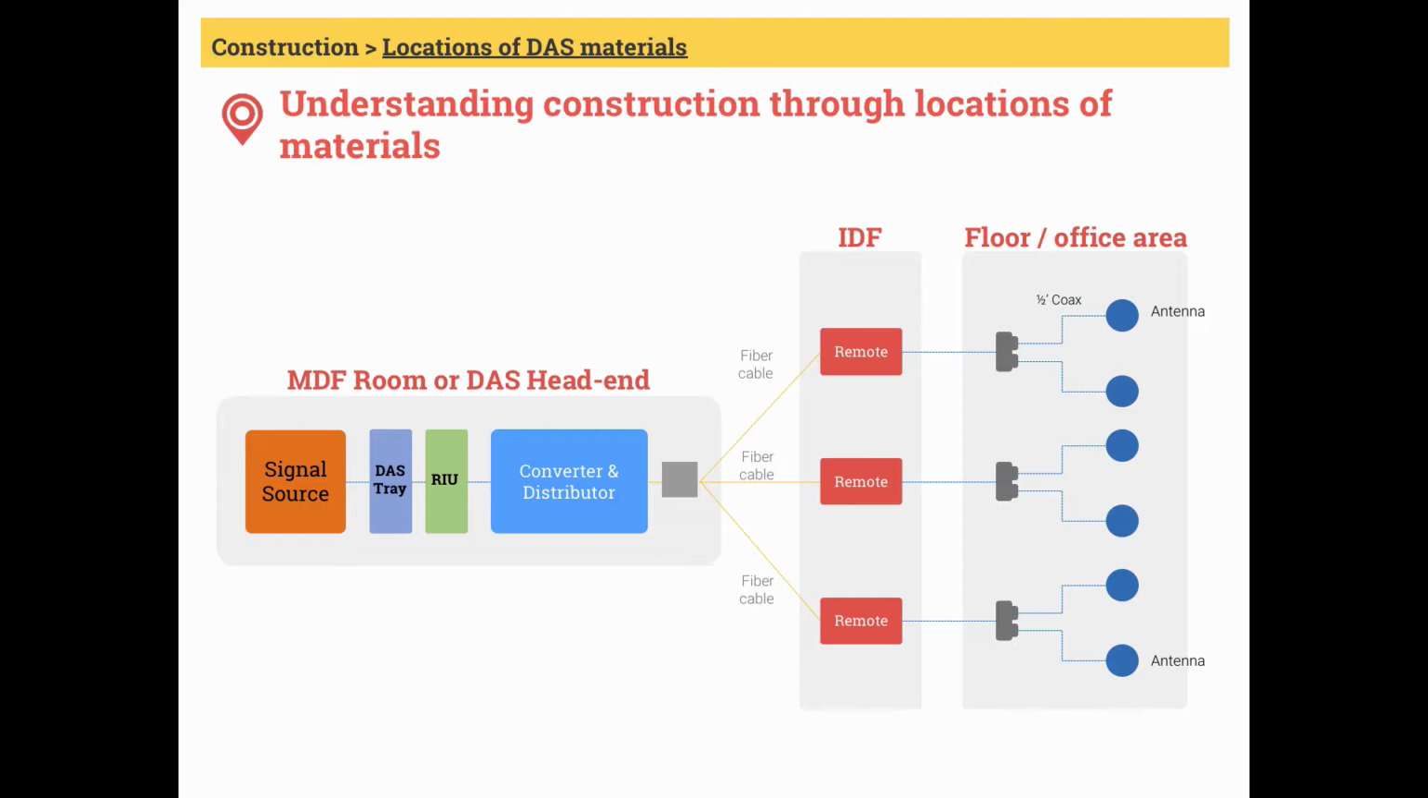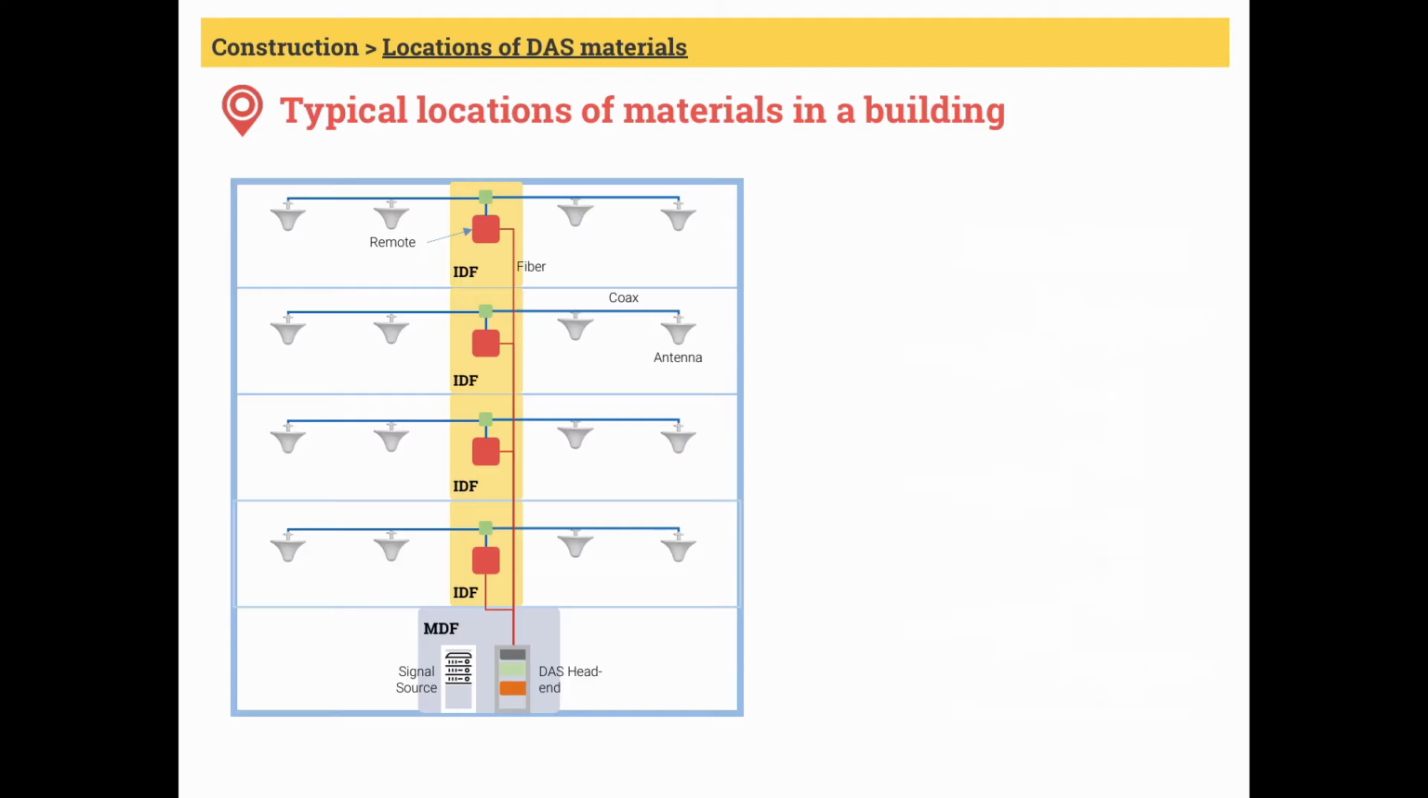DAS engineers find out through engineering analysis the number and locations of the antennas, as well as remotes and even the head end electronics. Let's look at the locations of the materials from another perspective. Here we are showing the cross-section of an office building.